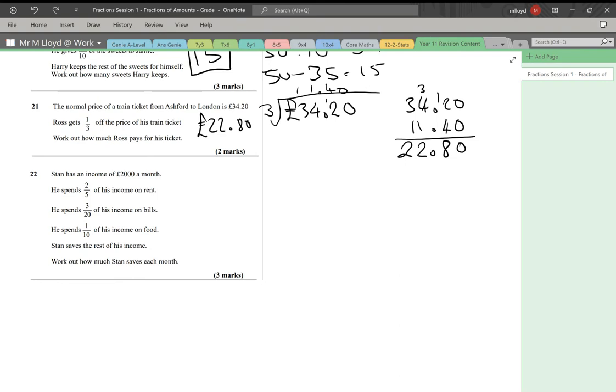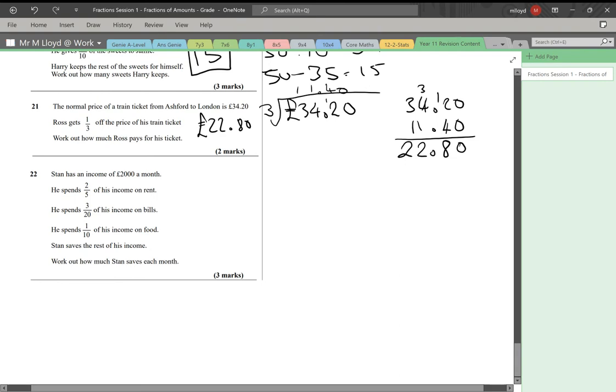Stan has an income of £2,000 a month. He spends 2/5 of his income on rent. So 5 into 20 goes in 4 times. That's 400. Times it by 2 is 800. So that is his rent. I'm going to put that there.